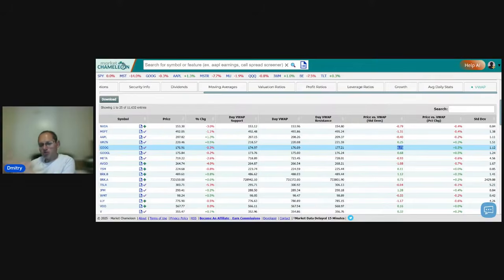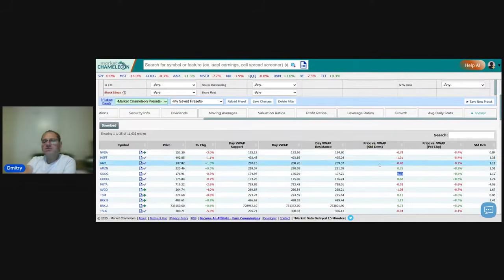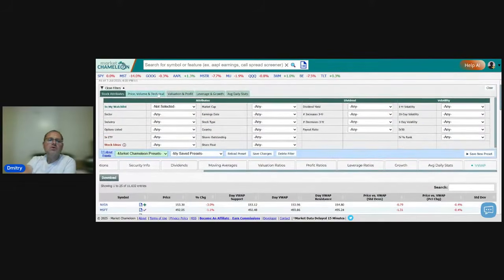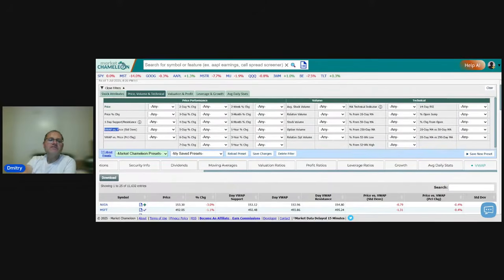So quickly, this shows us those metrics in a table where we can sort them, filter them, compare them. So let's say we are looking for something that drifted far away. Well, we could go over here, price and volume, technical. Here we have the VWAP and standard deviations. And let's say we want to see something that drifted down, below its VWAP by a big standard deviation. So we could say 3 standard deviations. That's pretty big. So -3.